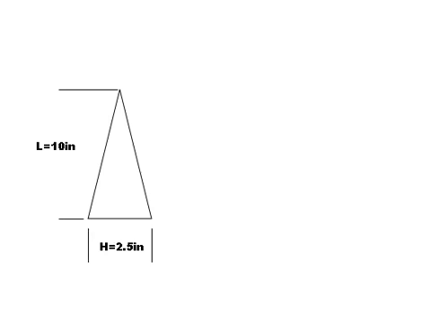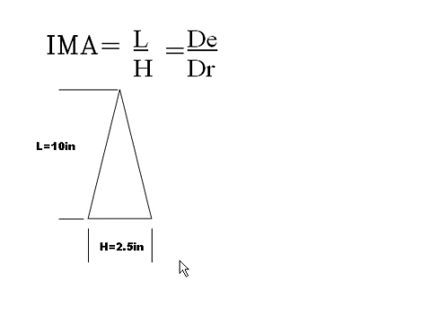In this lesson, we're going to be looking at the mechanical advantage of a wedge. A wedge and an inclined plane are in some ways the same, but in some ways different. We're still using the same formula that we did before. The formula for IMA is still length divided by height.